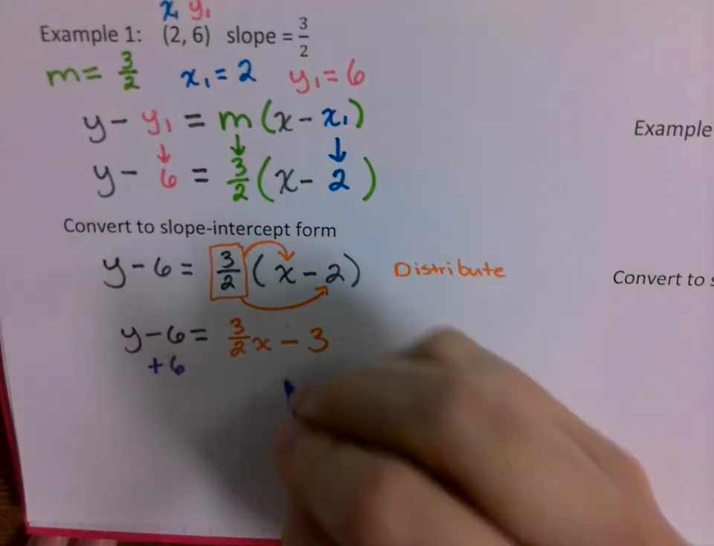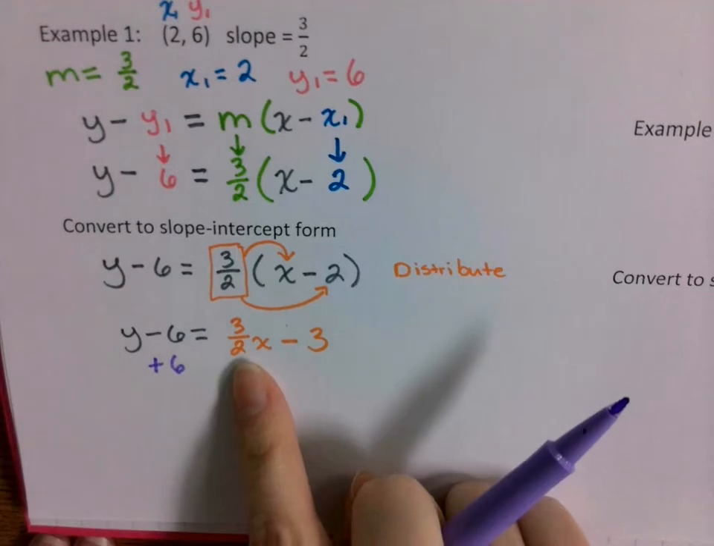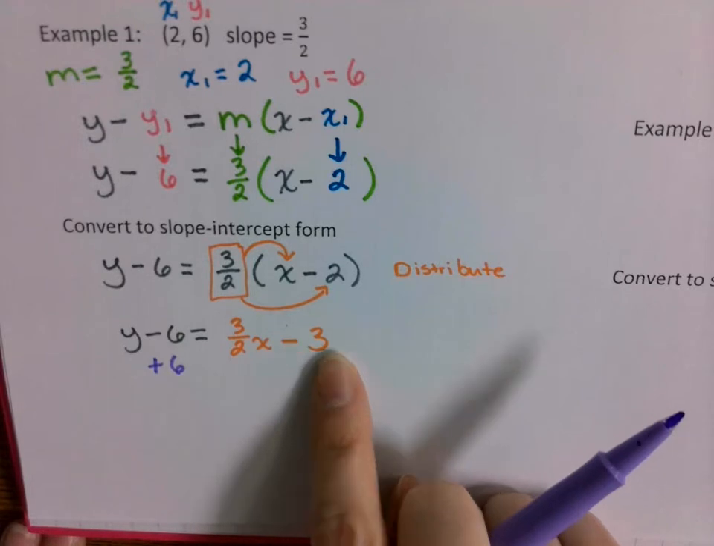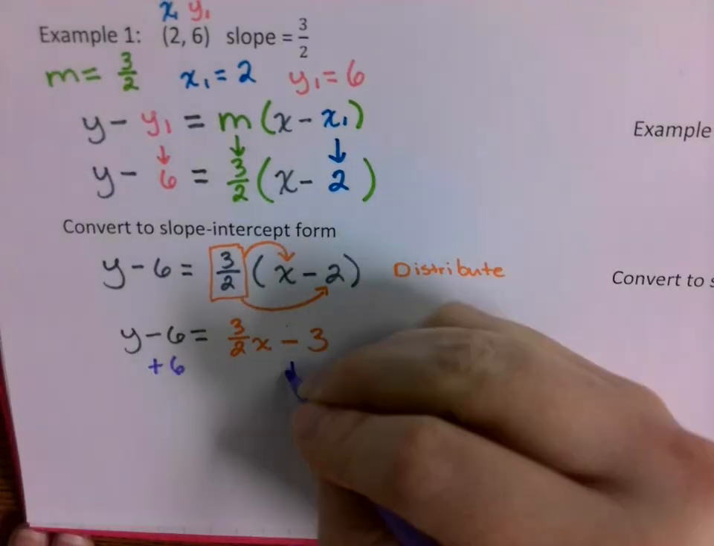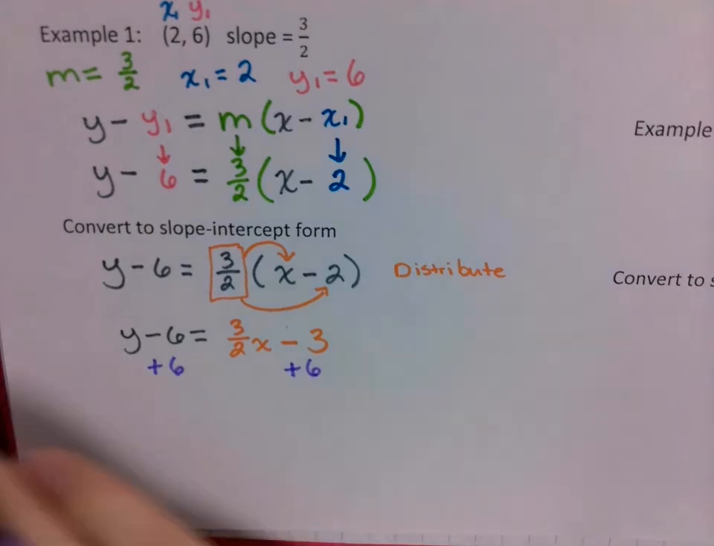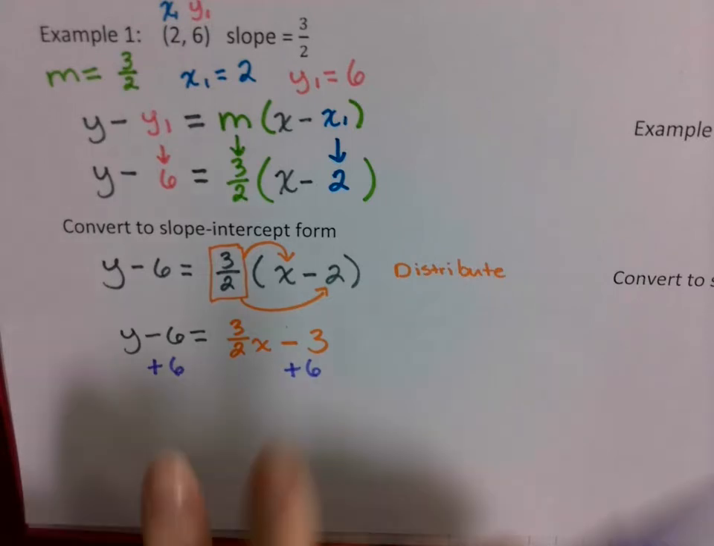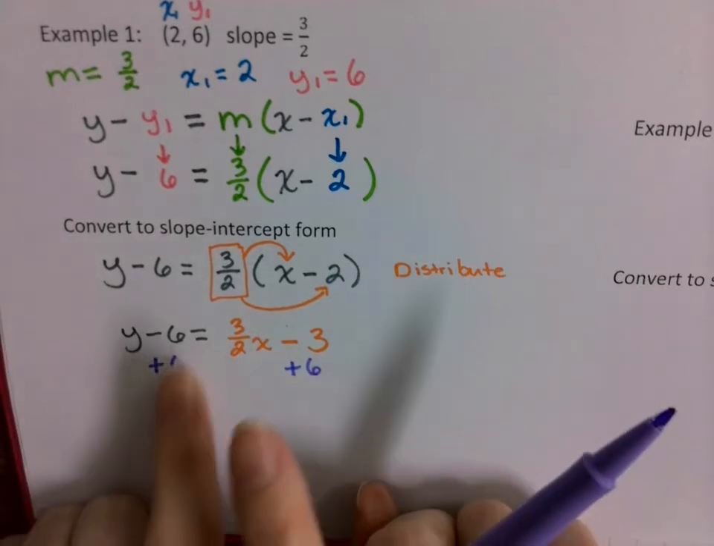Am I able to add 6 to 3 halves x? No, because they're not like terms. But can I add 6 to that minus 3? Yes. Okay, addition and subtraction can only happen one time. Multiplication and division happens to everything. If you're multiplying, you multiply to everything. If you divide, you divide to everything. Addition and subtraction can only happen one time, and they can only happen with like terms.